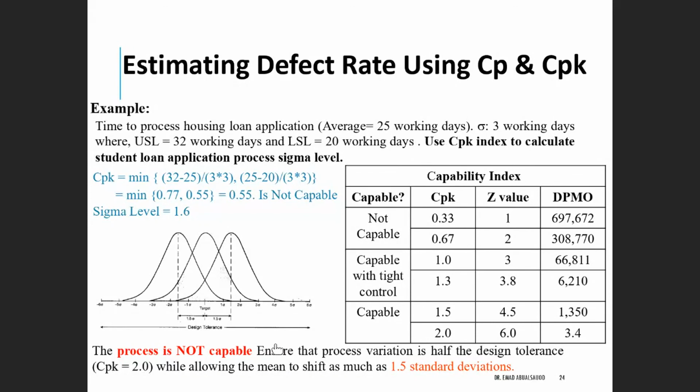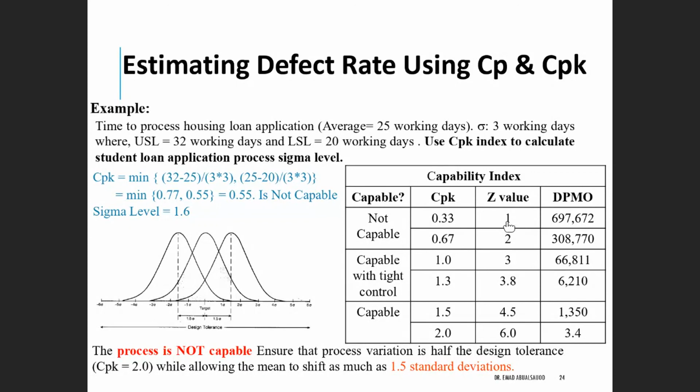So the process is not capable, and you have the same recommendation: you have to ensure that the CPK is 2, and the process variation is half of the design tolerance here, allowing also the mean shift of 1.5 standard deviation. And the sigma level is found to be falling between two CPK values that are not given in the table. So you do interpolation, to get the Z value or the DPMO, depending on what you are calculating, the DPMO or the sigma level. The question here asks you about the sigma level. If the question asks you about the DPMO, then you have to find the DPMO.